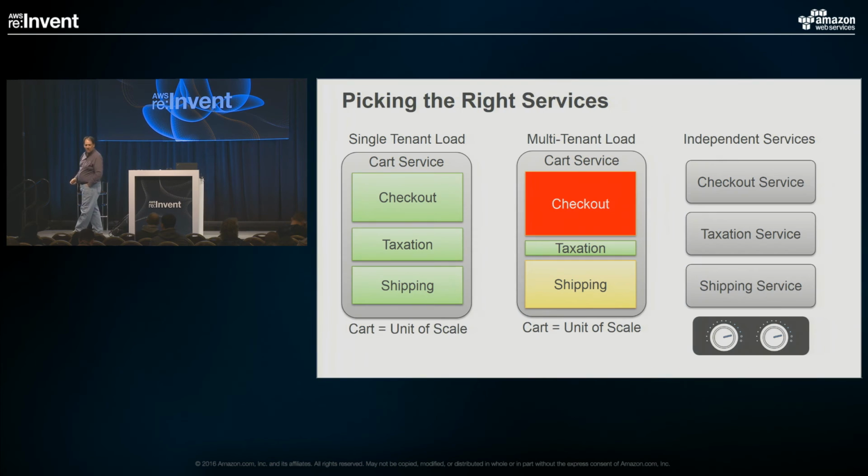Where it gets more interesting is when we look at how we decompose our system into services, though. Right? When we decompose our system into services, what's the right granularity, especially in a SaaS environment? It's a question I get all the time, like, how big should my services be?